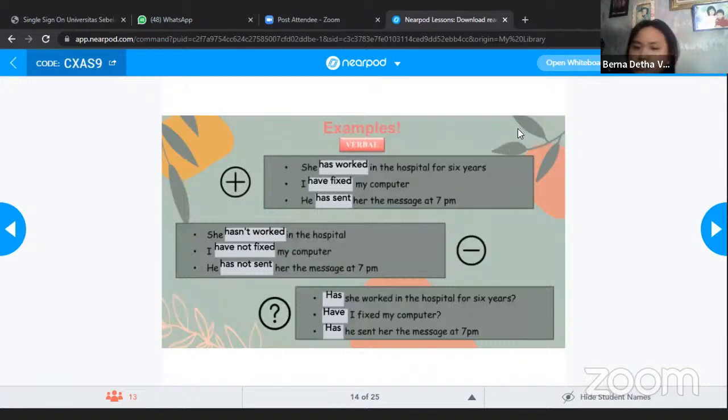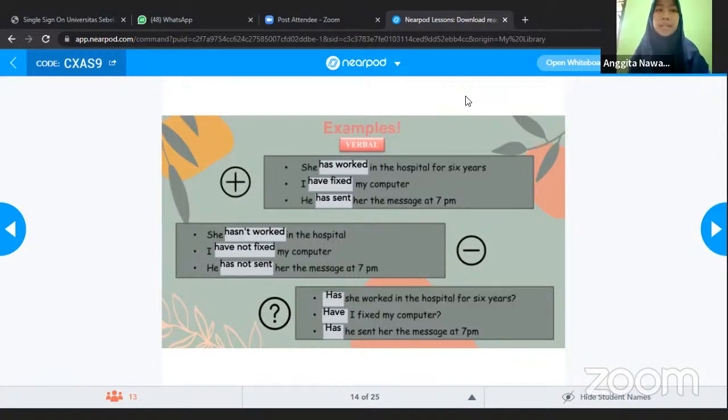Okay, thank you, Verna. For verbal examples, we have the positive form. Just remember that the formula of the positive form is subject plus has plus past participle, or verb 3. So we implement it in sentences. He has worked in the hospital for 6 years. I have fixed my computer. He has sent her the message at 7 p.m.